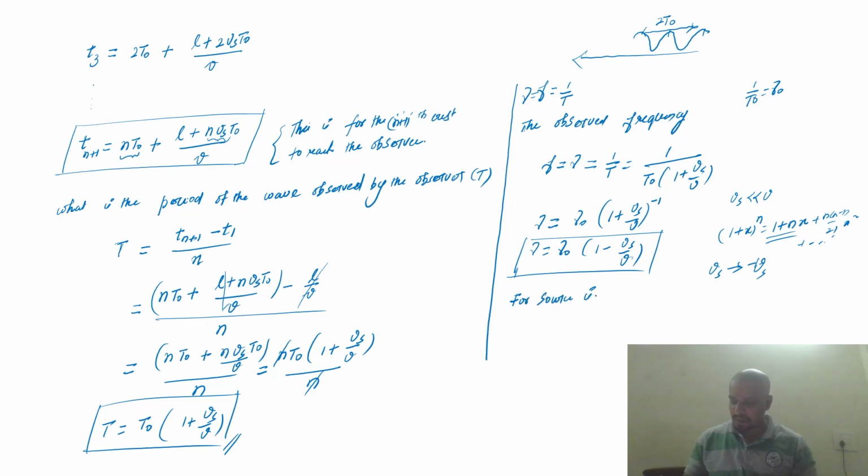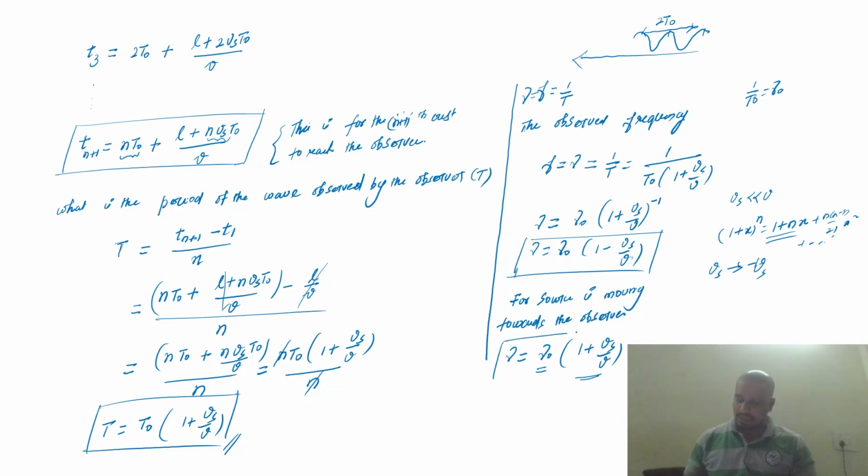Source is moving towards the observer, the measured frequency by the observer equal to nu naught (1 plus Vs by V). Now inside the bracket the quantity will be greater than 1. So the observed frequency is always higher than the original frequency of the source.